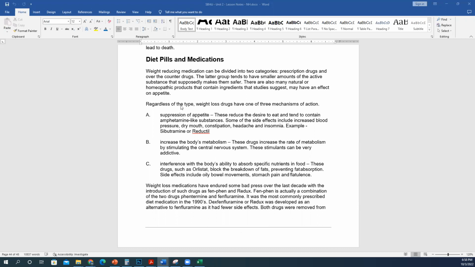And there's also some natural or homeopathic products that contain ingredients that studies have suggested may have an effect on appetite. Again, there's oftentimes no conclusive evidence with these things, but regardless of the type of weight loss drugs, typically the mechanism of action is one of these three.